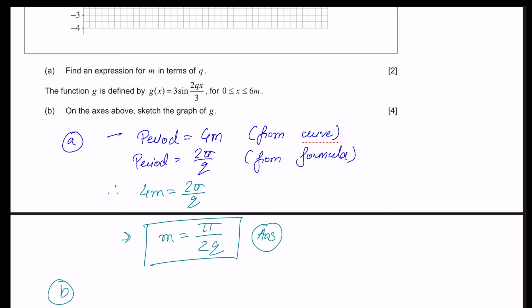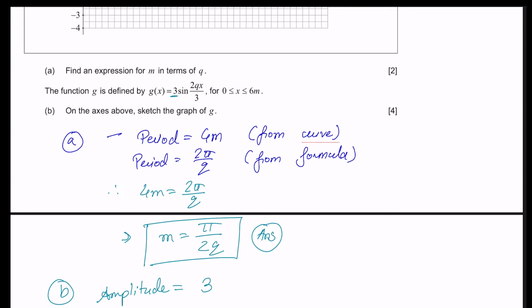Function g is defined by g(x) equals 3 sin (2qx by 3). So we have to sketch the graph of g. As you have multiplied it by 3, the new amplitude would be 3, right? Initially it was 1. As you have 3 in front of sine, the amplitude will become 3 now.